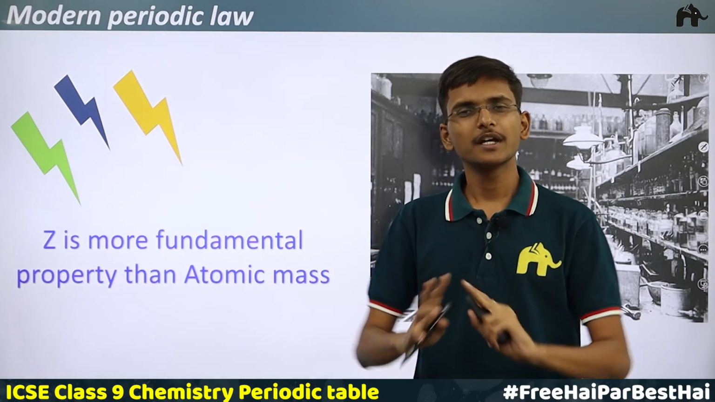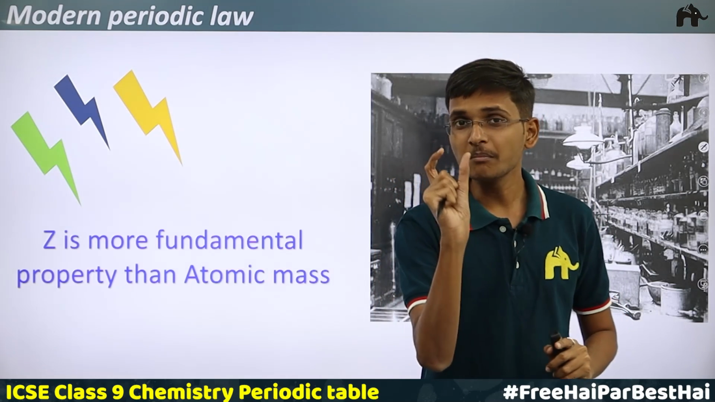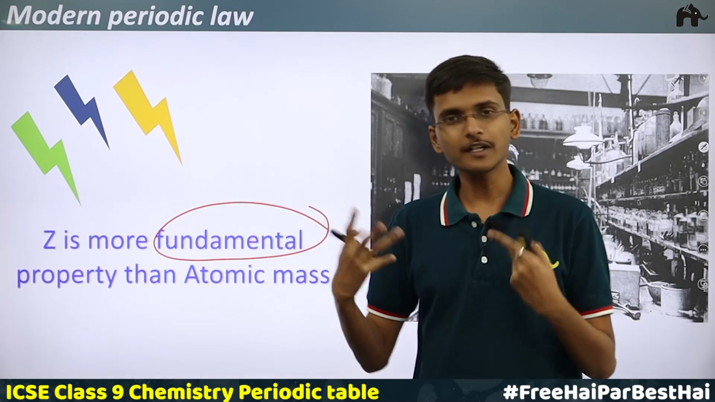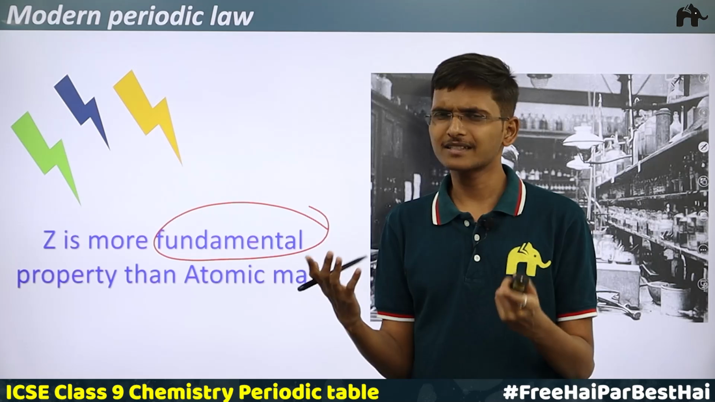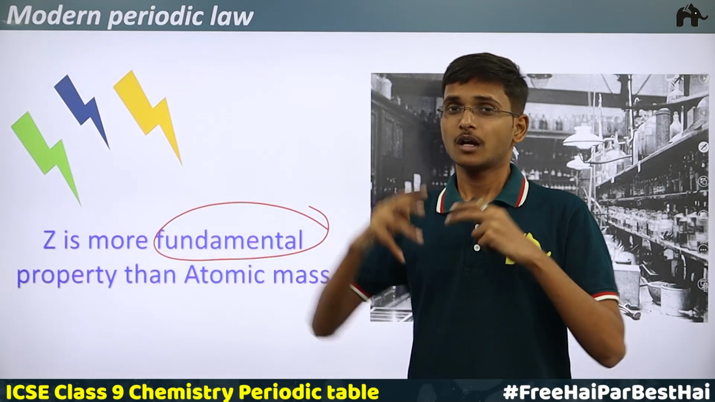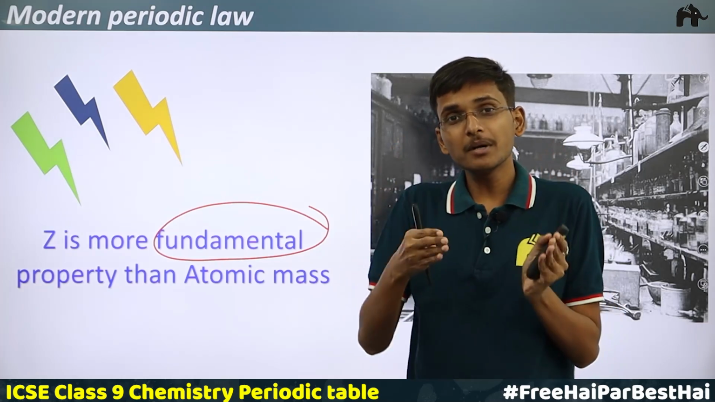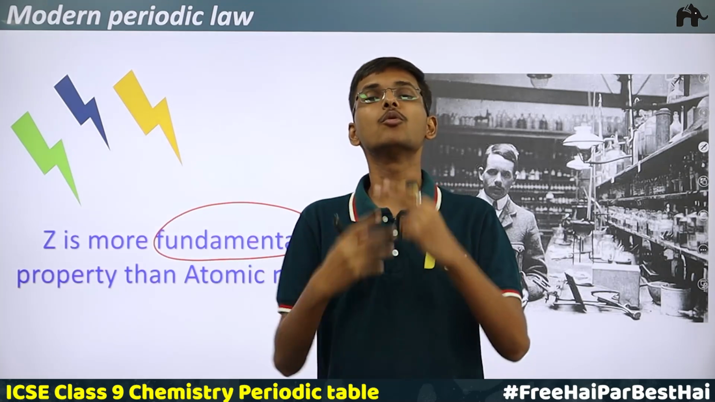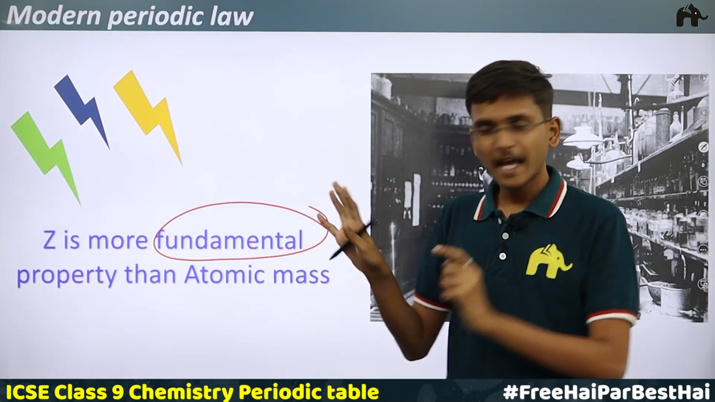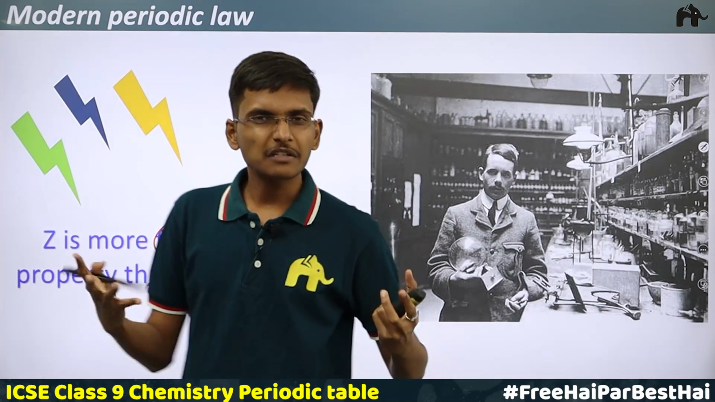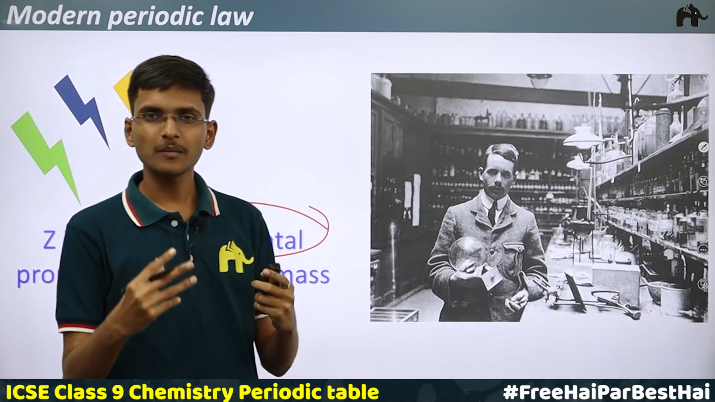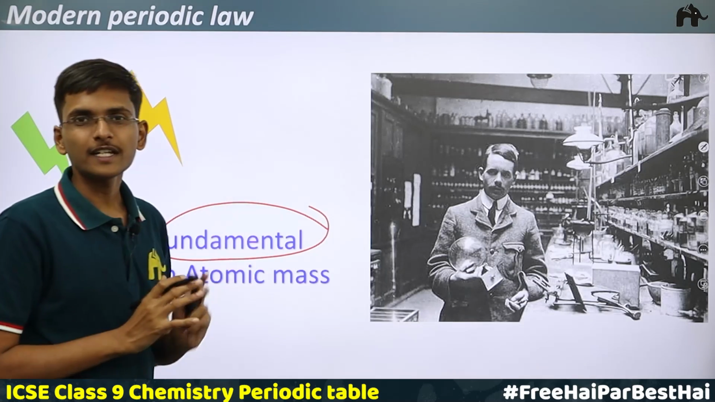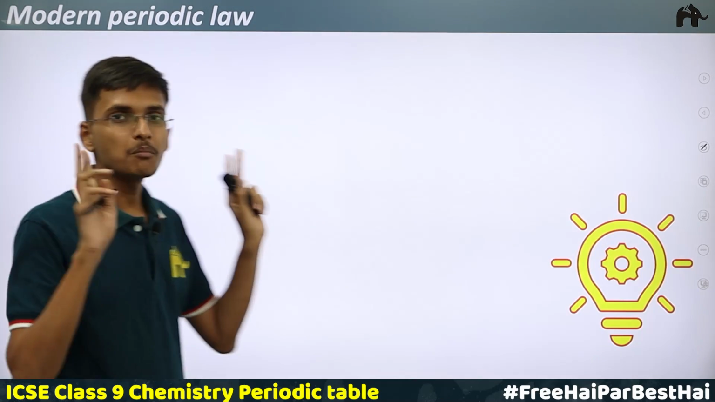And what was that thing? He told us that not the atomic mass but the atomic number is the more fundamental property of an element. Atomic mass is quite a fundamental property of an element, but more than the atomic mass, the atomic number of the atom of that element is more fundamental. This more fundamental nature of atomic numbers was used by Moseley, and he gave us the so-called modern periodic law.